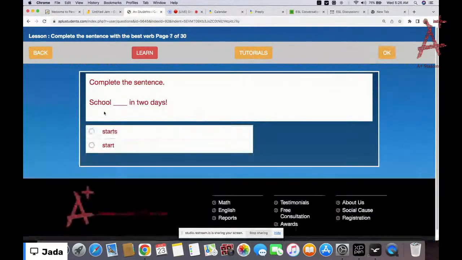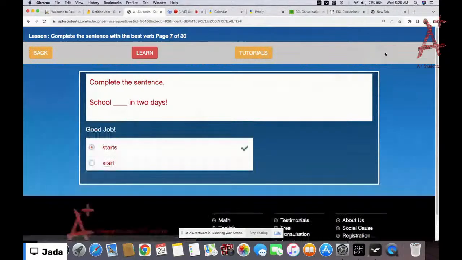And then we have school. So school is just one. So what's going to happen? The verb would come with an S. So school starts in 2 days.